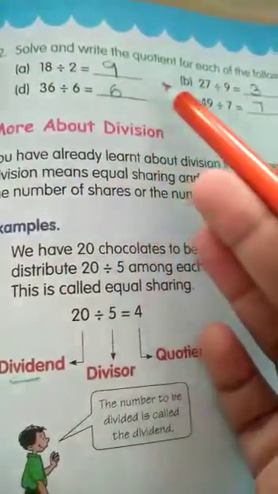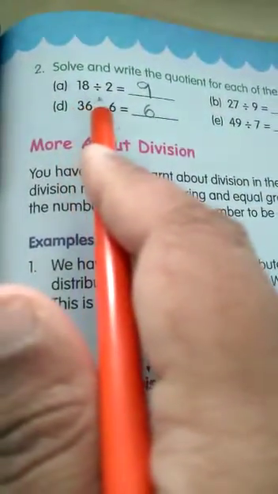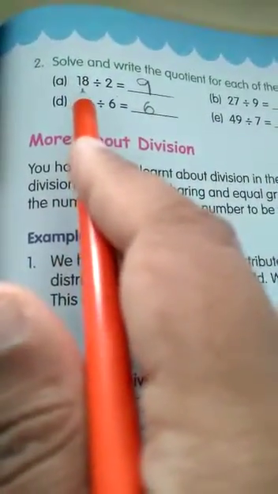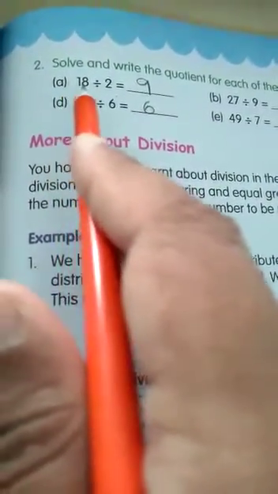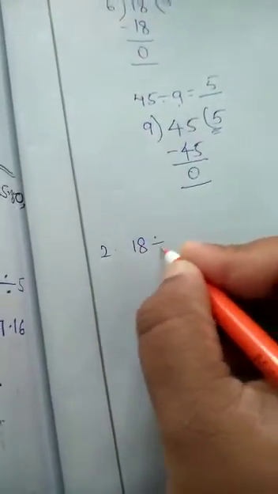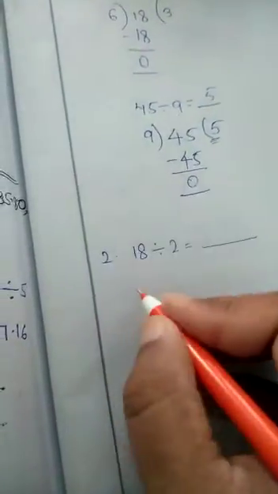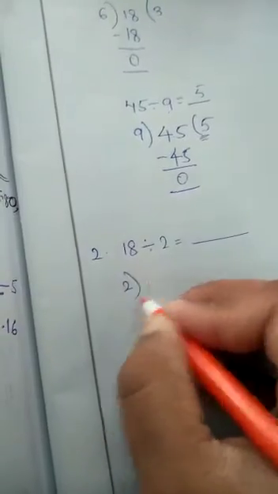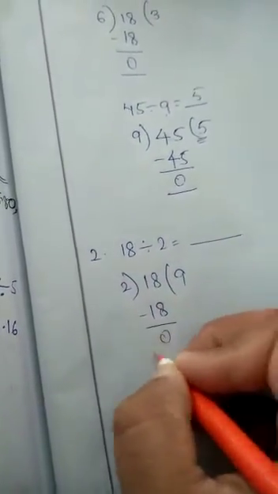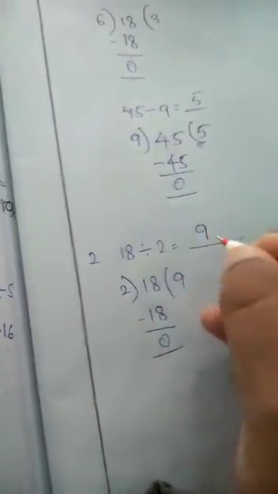Solve and write the quotient for each of the following. First one, 18 divided by 2 equals dash. Again we have to do the division here. 2 9s are 18. 18 minus 18, 0. So the answer is 9. 18 divided by 2 equals 9.